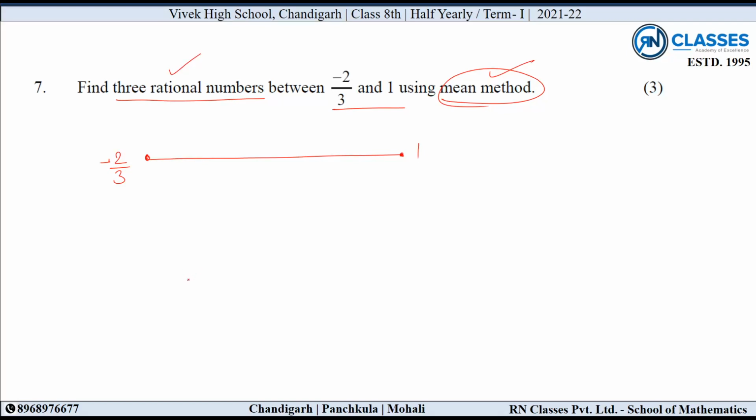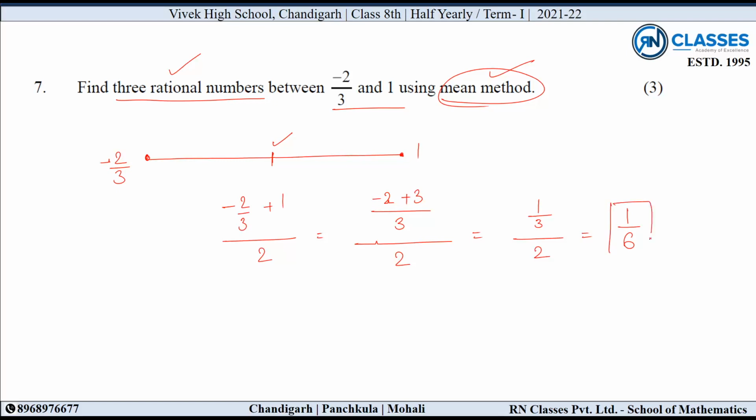How to find? हम लोग मिडिल मोस्ट तो निकाल ही सकते हैं मीन मेथड से. How to find the middlemost number using mean method? Mean method कैसे? -2/3 plus 1 divided by 2. This is the mean method. Right? So LCM ले लो. 3. यहां पे आया -2 plus 3 by 2. Right? यही आएगा. -2 plus 3 is 1/3 whole divided by 2. So 1/3 2s are 6. ये हमारा मिडिल मोस्ट नंबर बन गया.